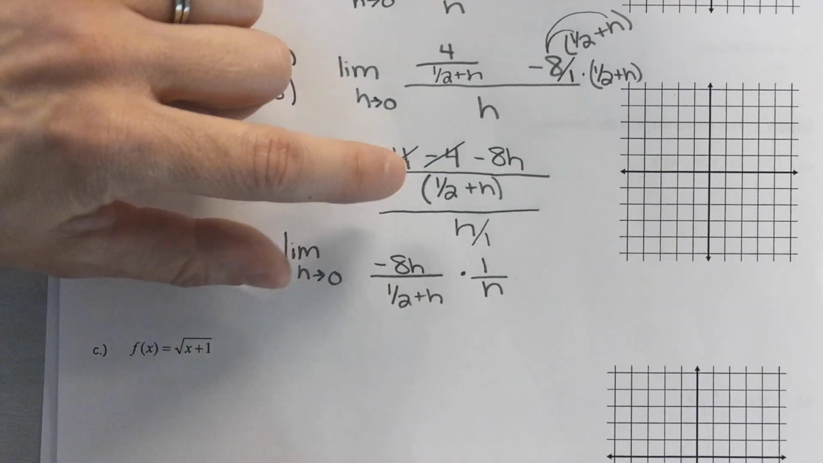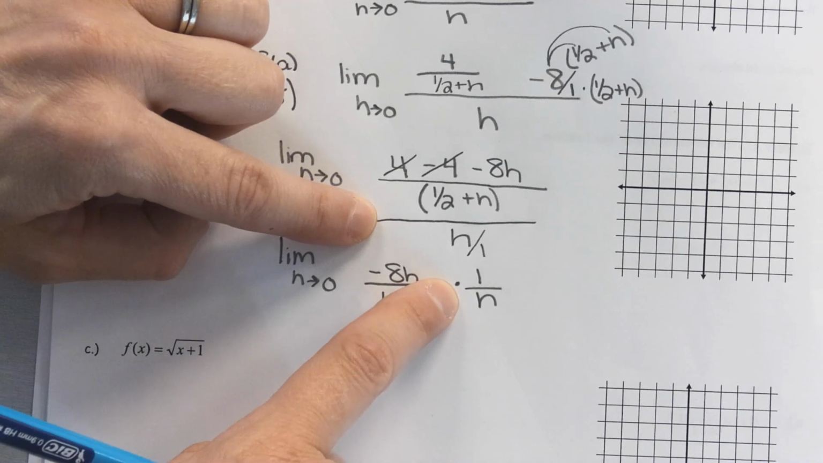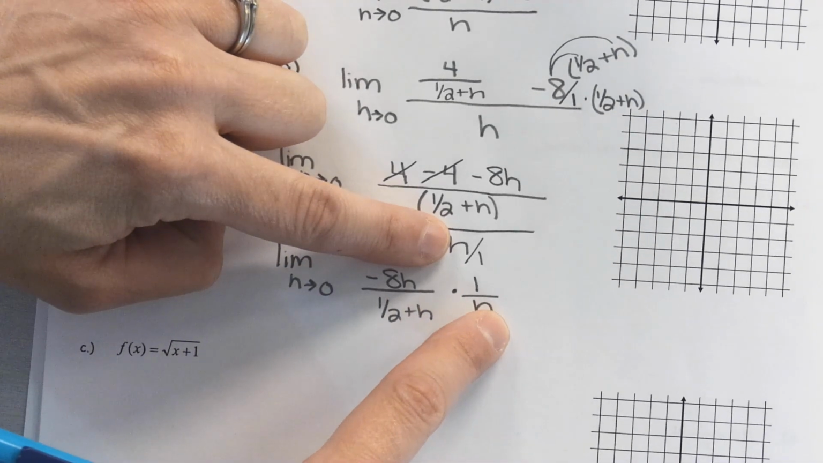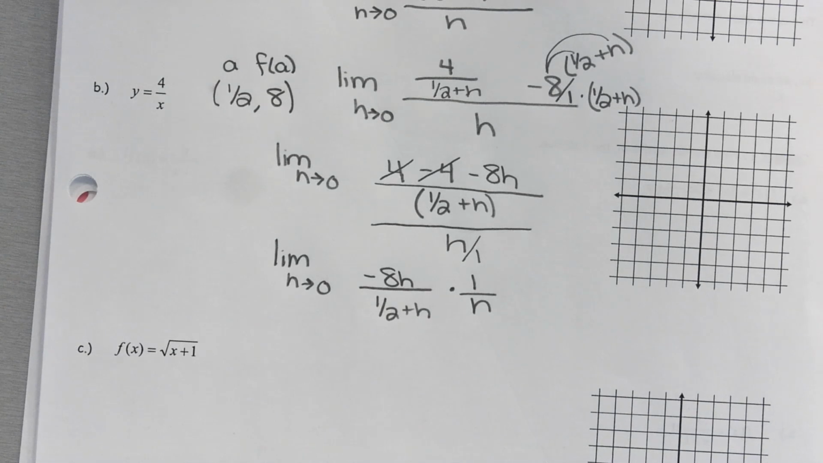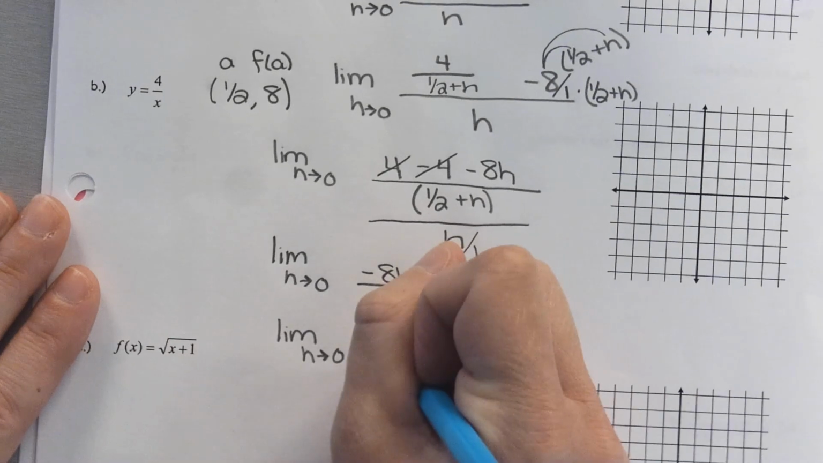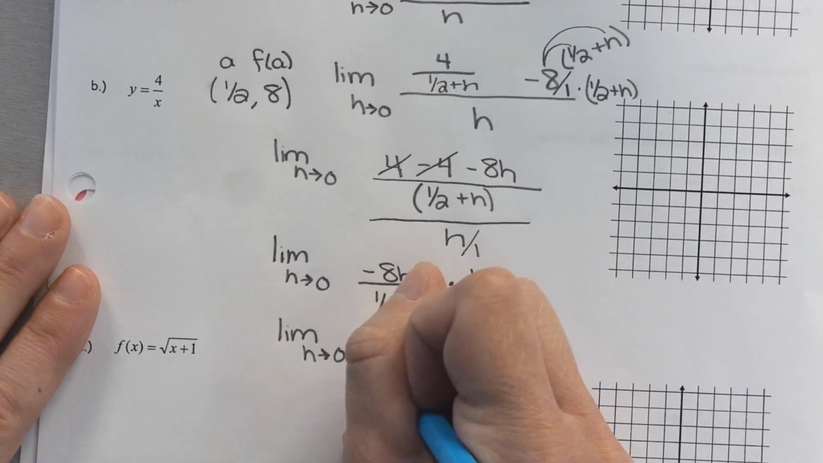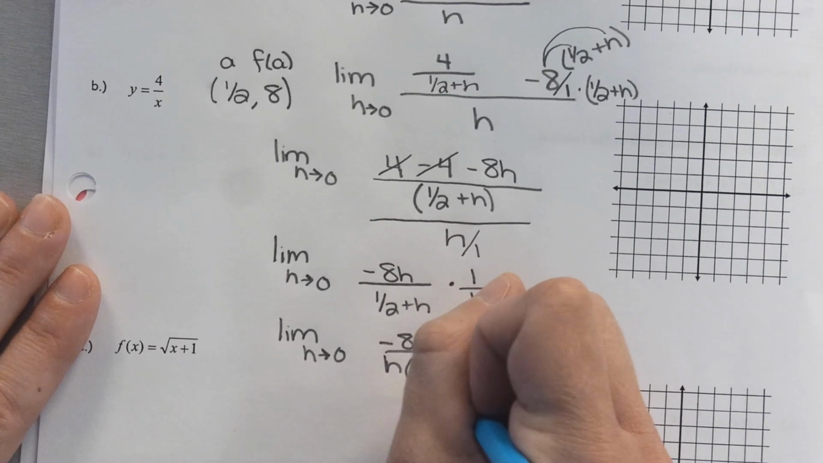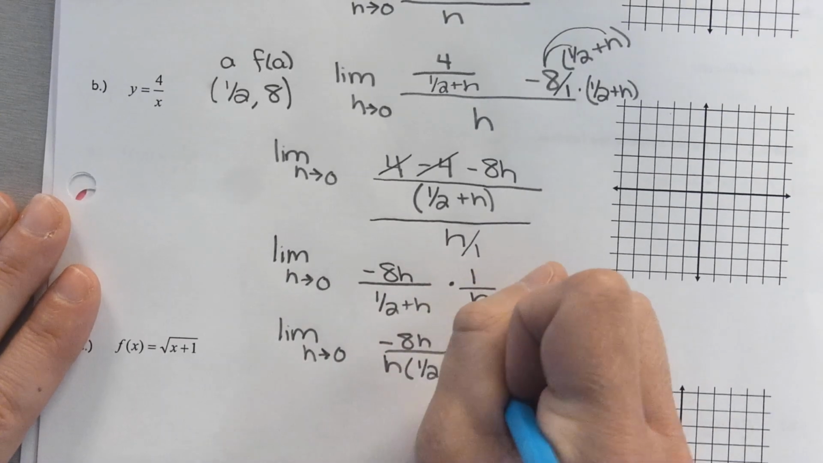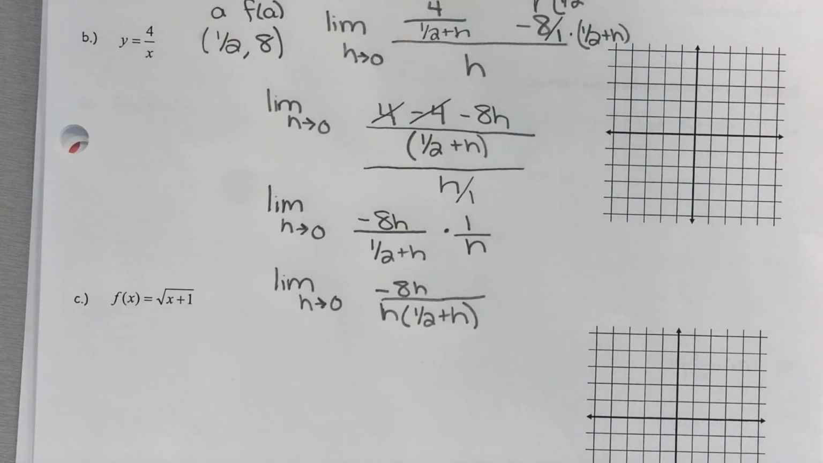No? So again, this is my keep. That line right there is division, so I changed it to multiplication. And then this is my flip. It was h over 1, now it's 1 over h. Okay, here we go. I've got the limit as h approaches 0 of negative 8h all over. I'm going to leave it factored out for a second. H times 1/2 plus h. So I'm taking this and I'm multiplying it to this, but I'm not actually multiplying it in and leaving them separated. What do you notice can happen within that fraction?